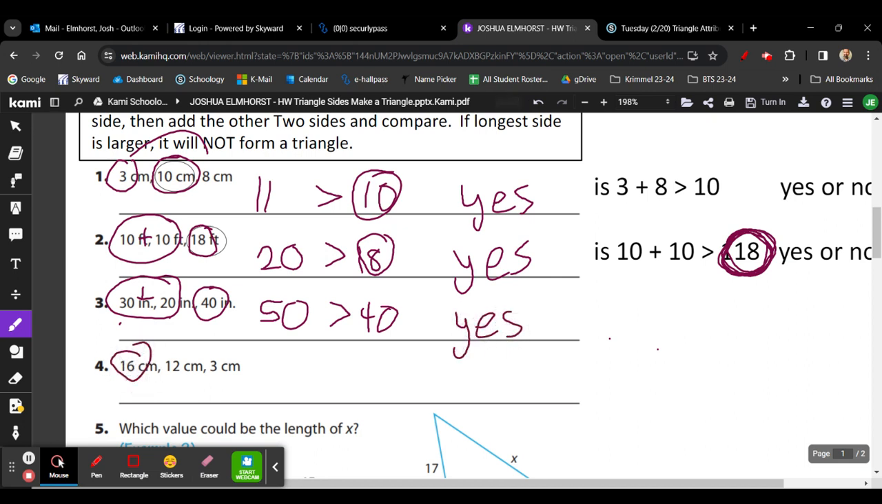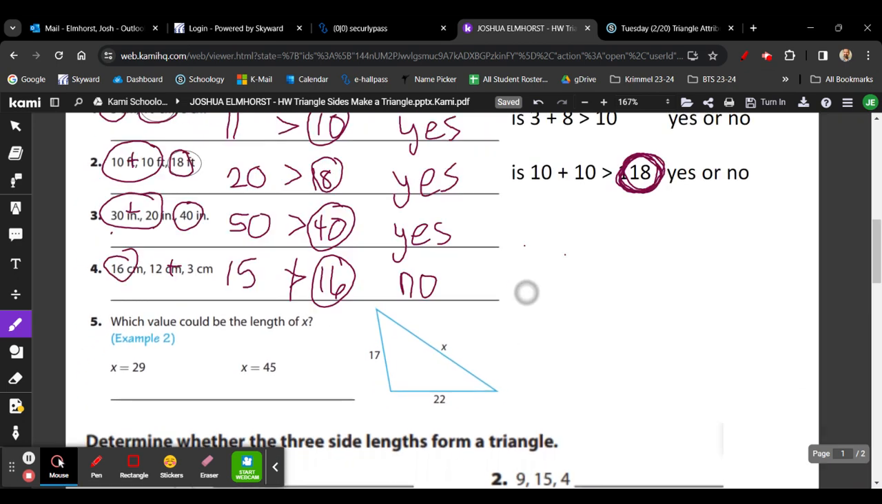Now the first number is not always the longest side. You have to look at the three side lengths and see which one is longest. So this one is 16. We're circling the longest side just so that we are focusing on which one we are comparing to. Then we add up the other two sides. So number 4, if you have a long side of 16, can you make a triangle with 12 and 3? No, 15 is not greater than 16.